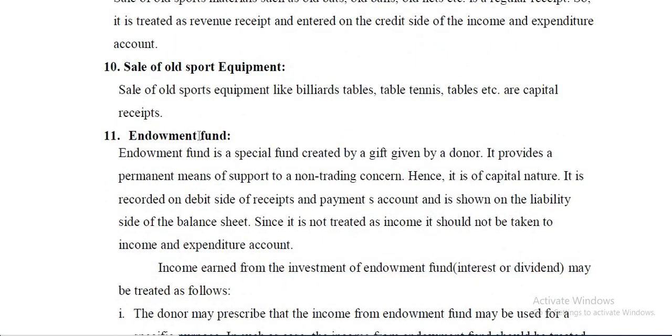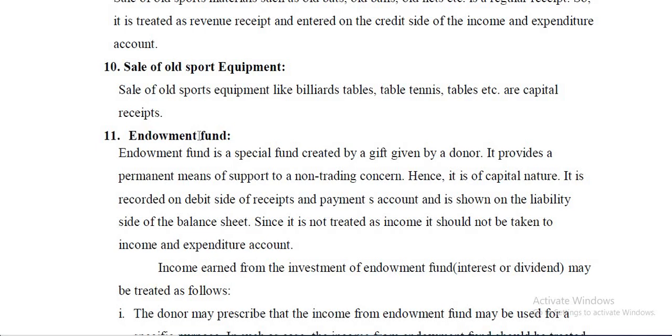Next, endowment fund. Endowment fund is created for a specific purpose, by a gift given by a donor. It provides a permanent means of support to a non-trading concern. Hence, it is of capital nature. It's recorded on the debit side of receipts and payments account and shown on the liabilities side of the balance sheet. Since it is not treated as income, it should not be taken to income and expenditure account.